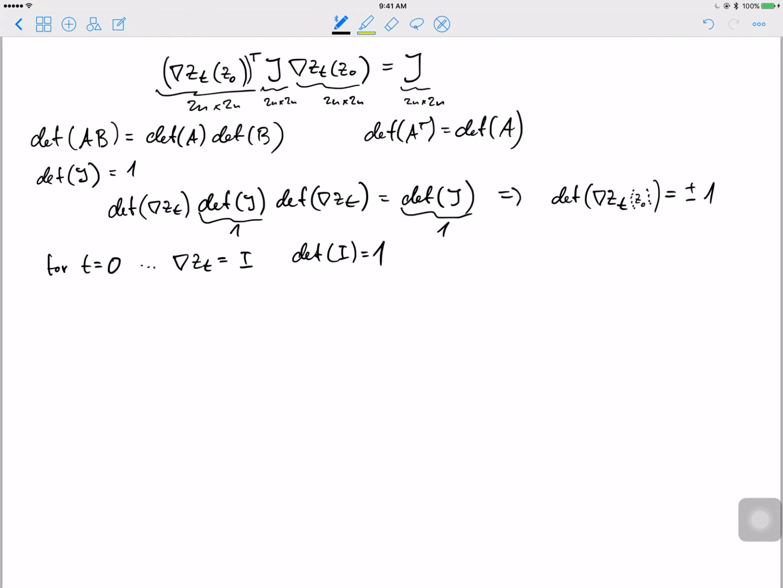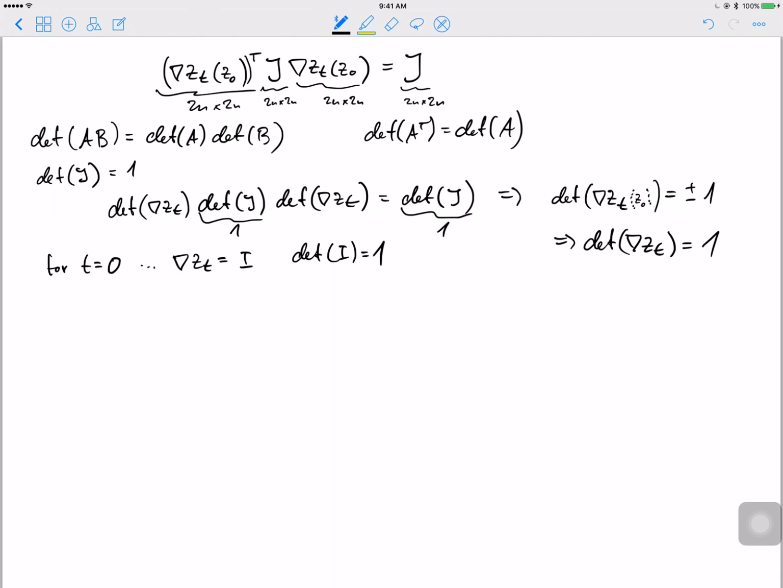And the motion changes continuously, okay? So this determinant of ZT must be a continuous function. There's no way it could at some point jump to -1. That would be a discontinuous change. So this -1 is actually impossible. So it has to be the case that the determinant of the Jacobian of zt is always 1.